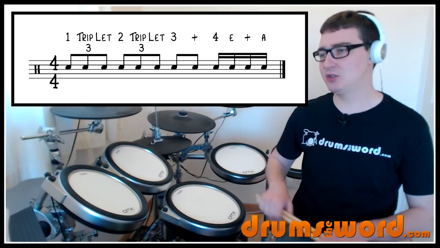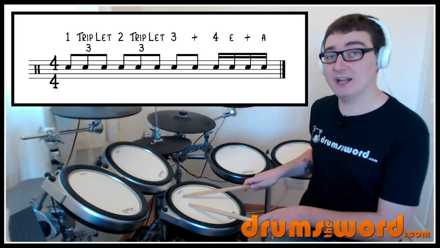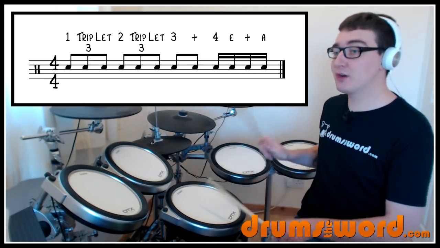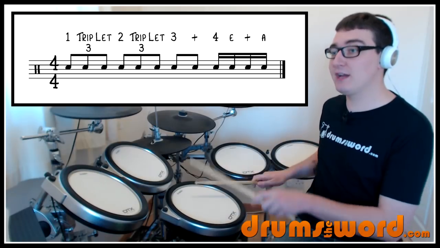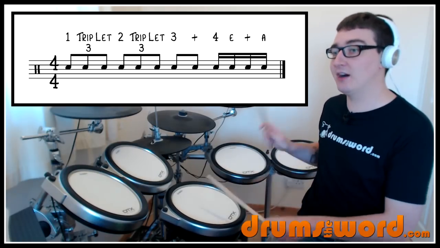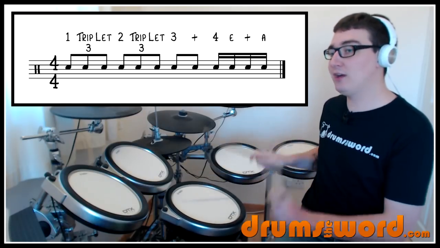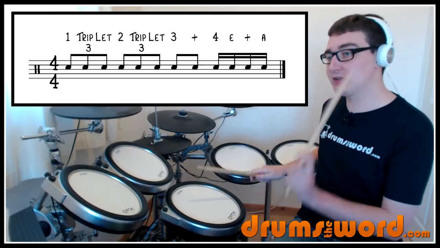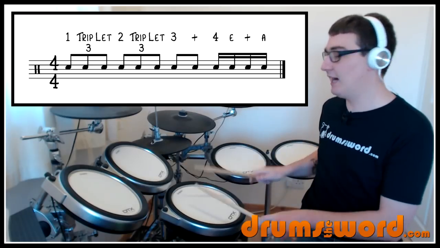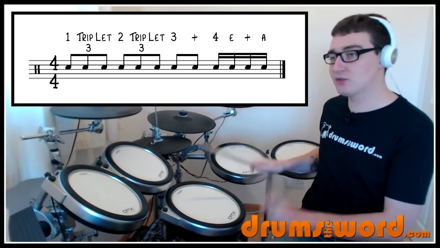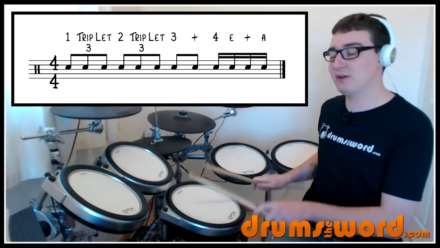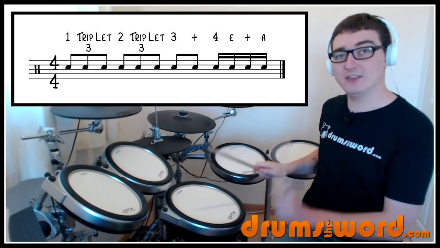One and two, and three and four and one triplet, two triplet, three and four e and a one triplet, two triplet, three and four e and a one triplet, two triplet, three and four e and a one triplet, two triplet, three and four e and a.